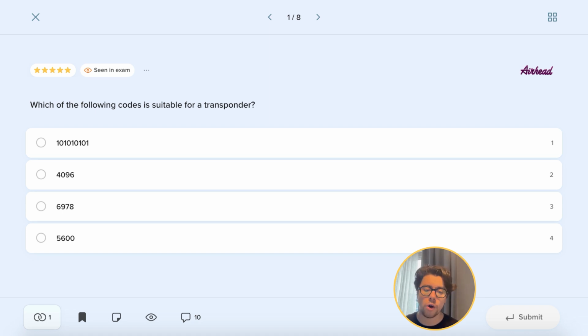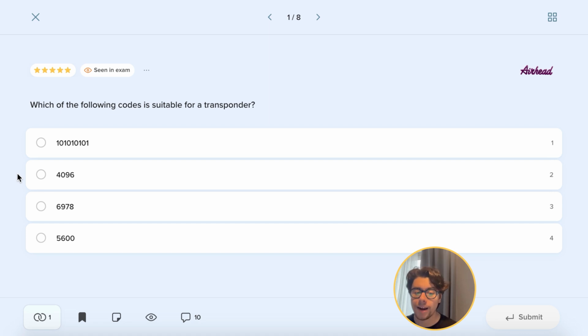Which of the following codes is suitable for a transponder? This is a slightly tricky question, and I say this because there is one number that you'll probably remember for your exams, which is 4096. This is actually the amount of all possible transponder code combinations. But this is not suitable for a transponder because transponders work in the octal system, meaning the numbers that are available range from 0 to 7. So we have 8 numbers in total that we can use, but the 7 is the max.